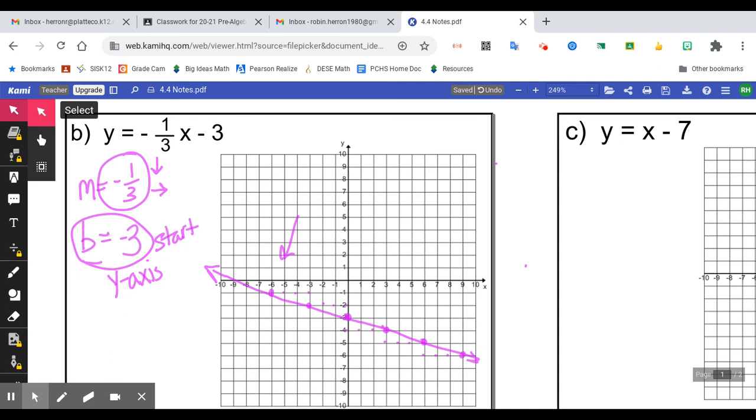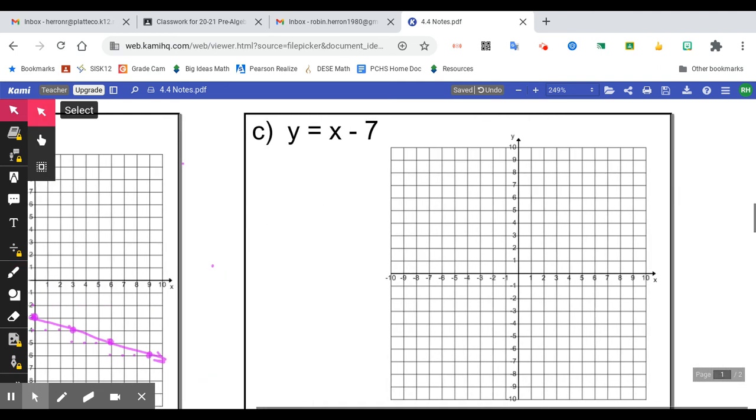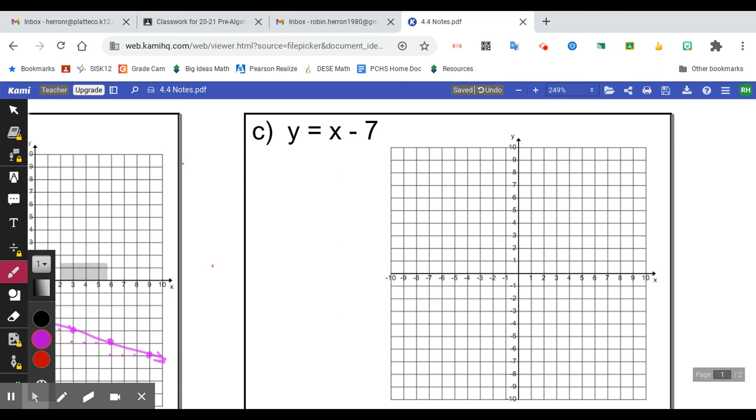Okay, again, hopefully this is familiar. You guys have done this before in the past. I'm hoping that it comes back to you.